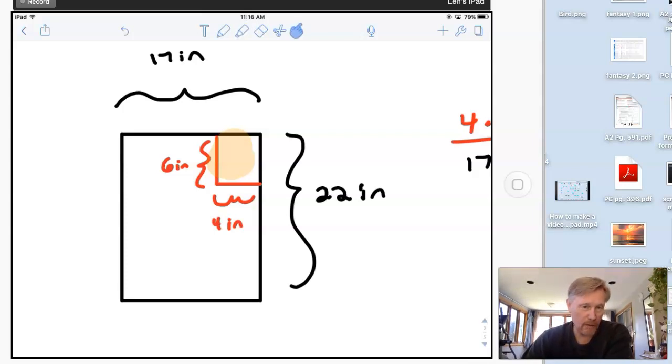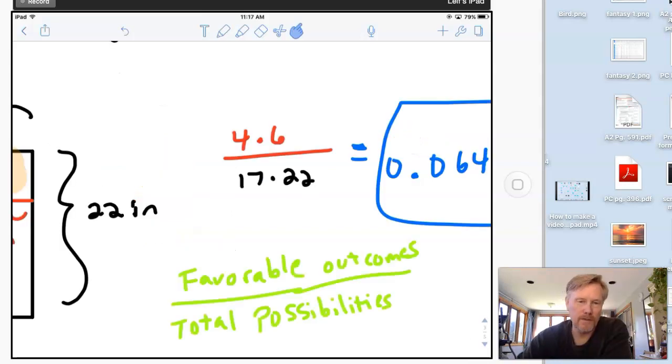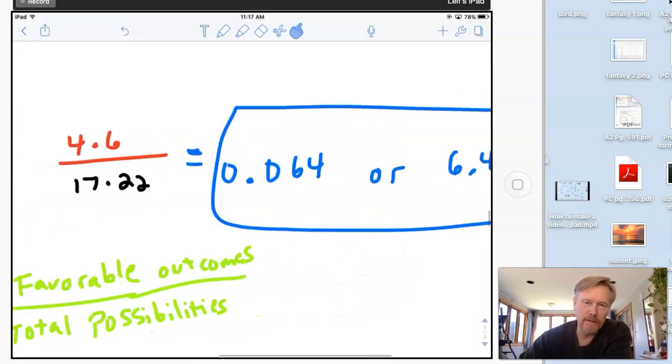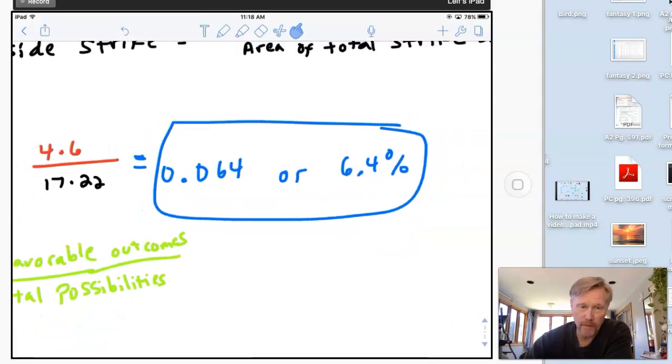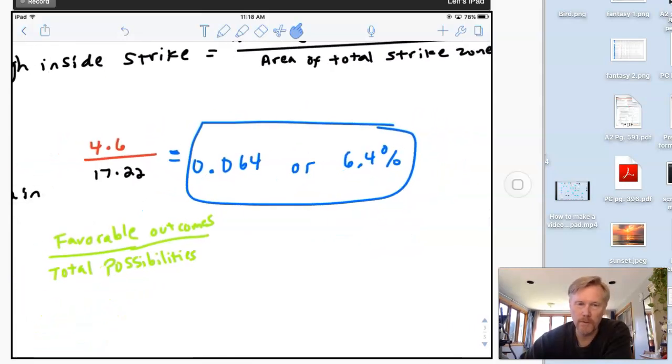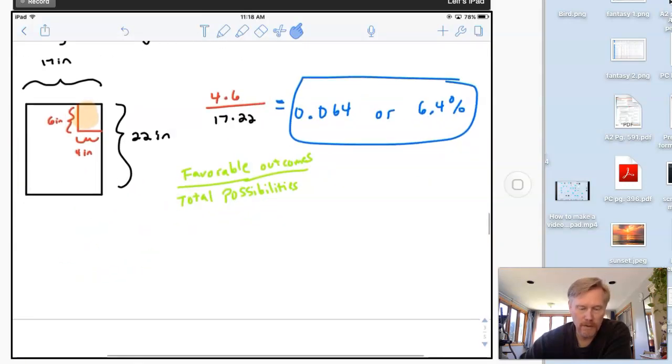So the area of the red, the area of the high inside strike zone is, remember, area is length times width for a rectangle, which is the 6 times 4. The denominator is the 17 times 22. So if I multiply those out, you multiply your 4 and the 6, you get 24, multiply 17 and 22, divide it, and you'll get 0.064 or 6.4% if I multiply by 100 or move that decimal point 2 to the right. Okay, so there's your possibilities.